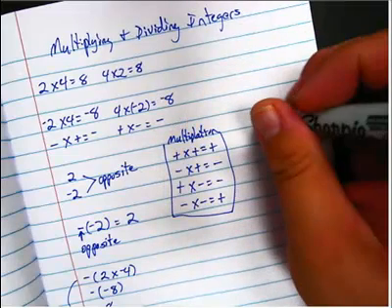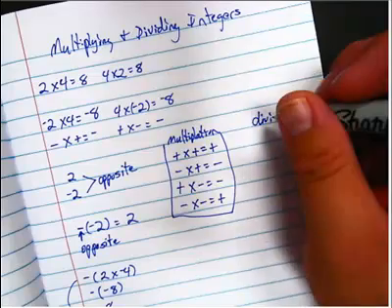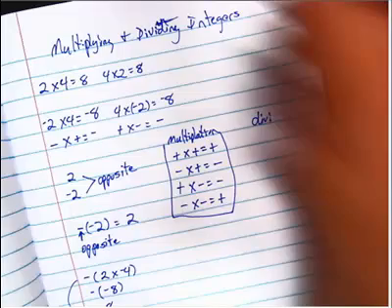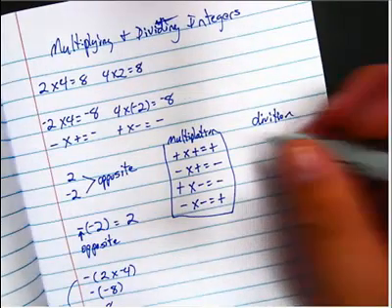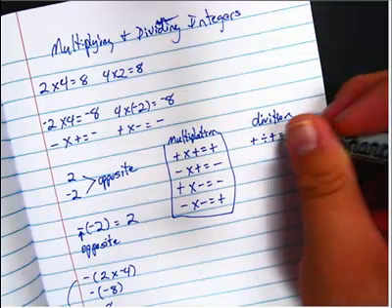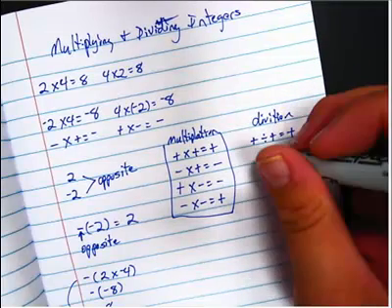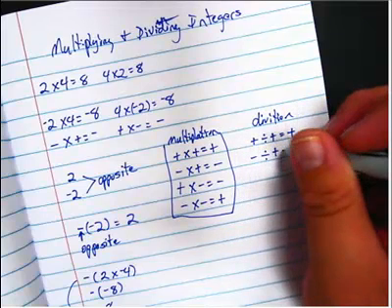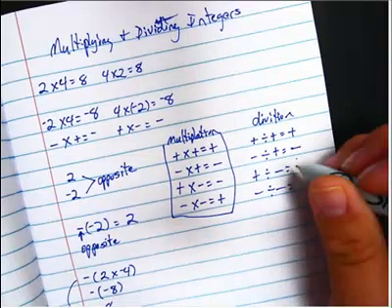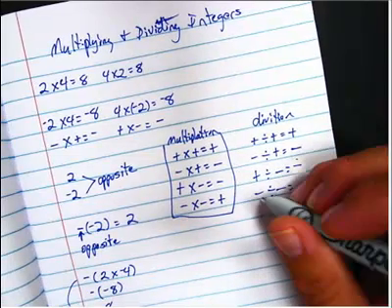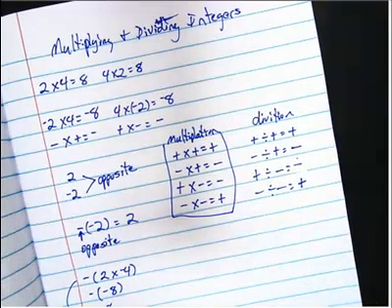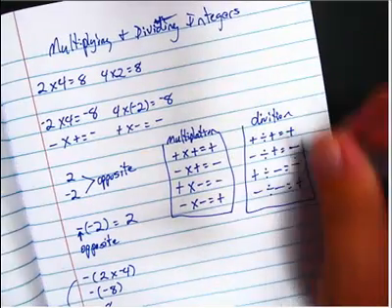But let's look at division. Same rules apply. Positive divided by a positive equals a positive. A negative divided by a positive equals a negative. Positive divided by a negative equals a negative. And a negative divided by a negative will give you a positive. So these are our rules for division.